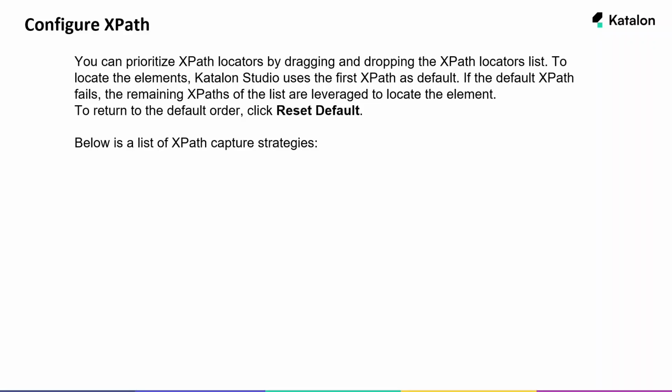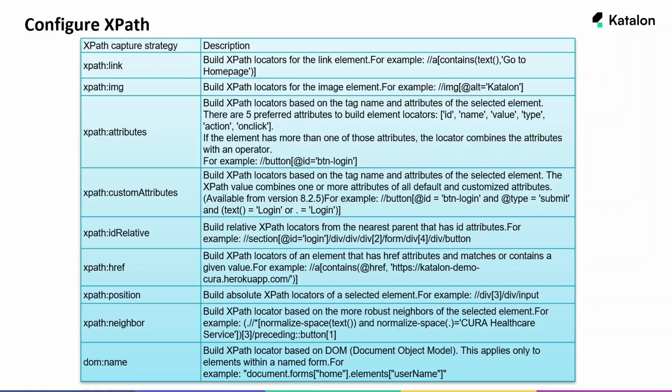So below is the list of XPath capture strategies. If you see on the screen, we have different XPath capture strategies. You can build XPaths by using link strategy, or you can build your XPath by using XPath image strategy, or you can capture by using attributes, custom attributes, ID relative, href, position, neighbor, or the name. So these are all the different XPath capture strategies that you can use in Katalon Studio.